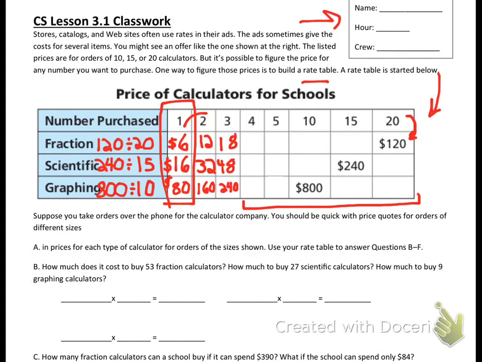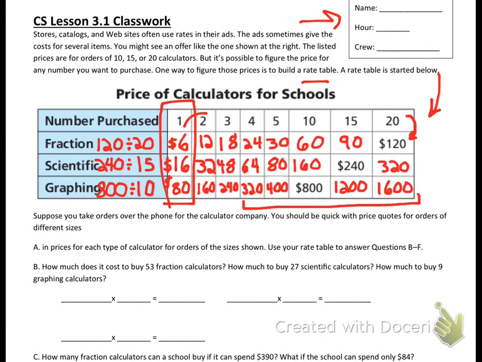Go ahead. All right, ladies and gentlemen, here is the completed table. As you can see, the prices are very, very, very different for each of these calculators. Now, if I'm talking to people on the phone, I really need to be able to place these quick orders for all the different sizes. I need to know what will be the best deal really quickly.